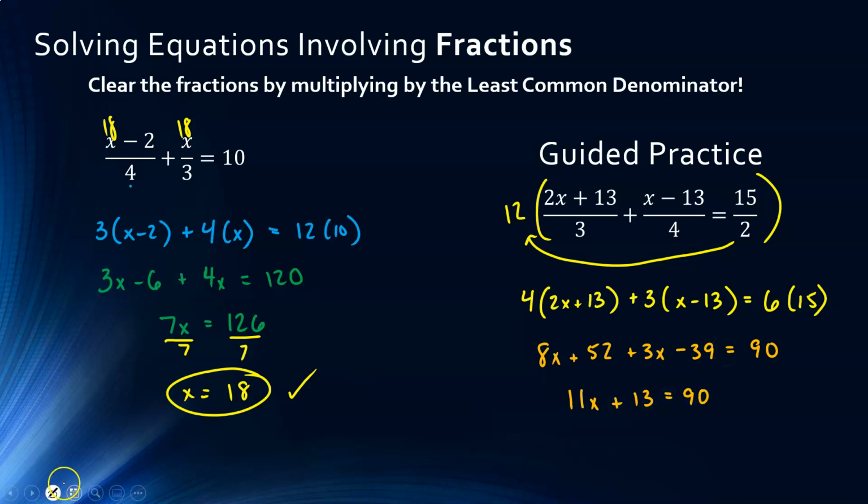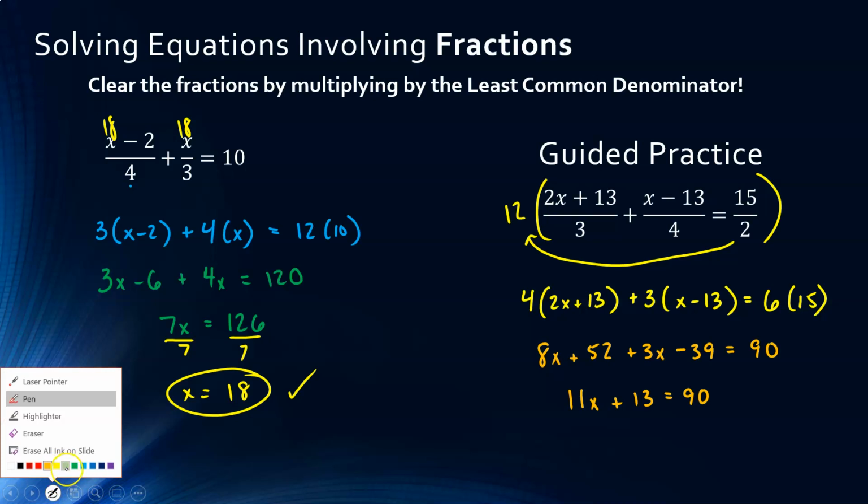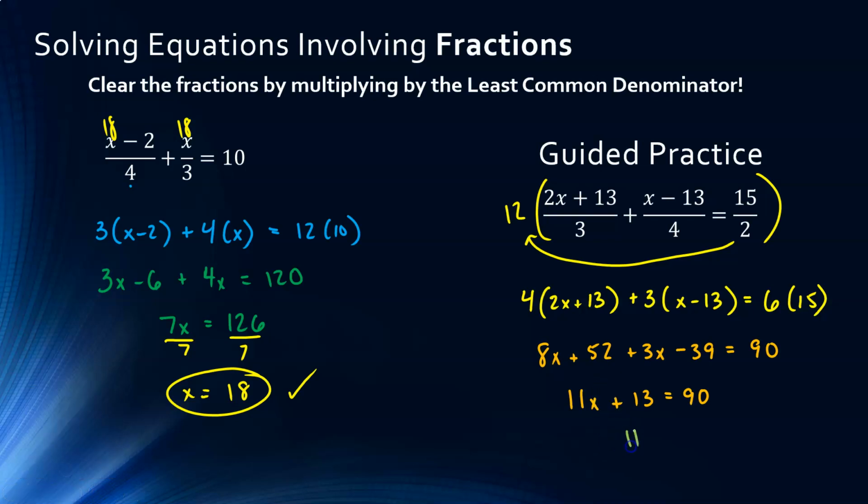So now if I solve this, this is just a simple two-step equation. So I would subtract 13 from both sides, giving me 11x equals 77. Divide both sides by 11, and I would get x equals 7. And if you went through and checked your work, you would end up getting 15 halves on the left and 15 halves on the right.